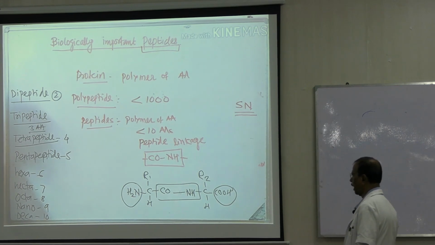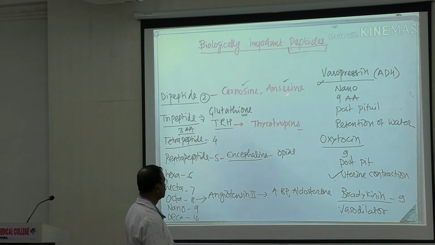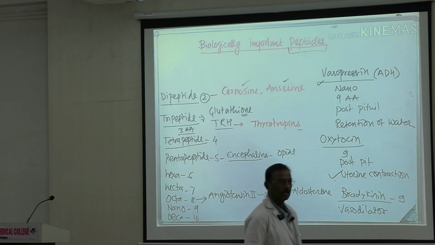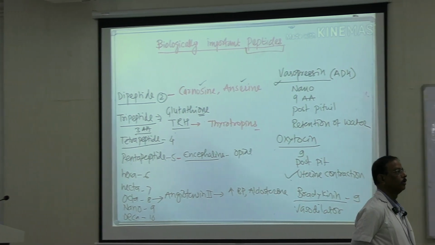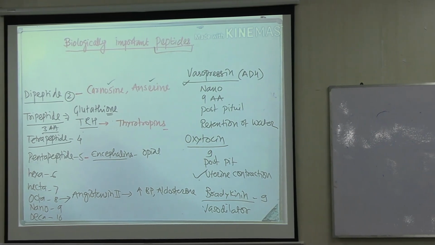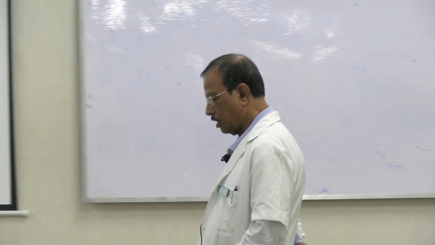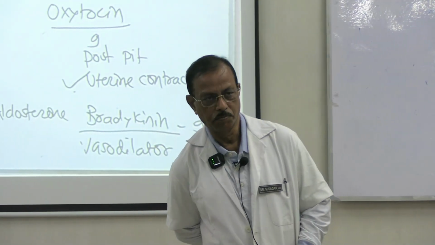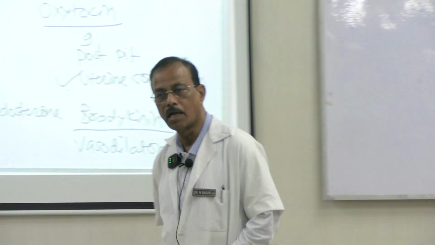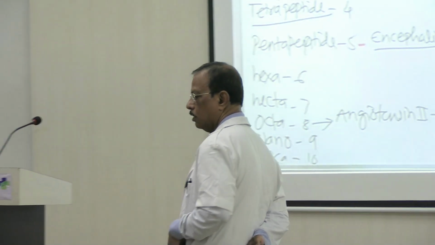Now, last is deca. Dipeptide examples are carnosine, anserine. Another dipeptide is there. You have heard of the word sugar free, the sweetening agent used by diabetic patients in place of sugar. It is nothing but a dipeptide. It is 200 times sweeter than sugar.